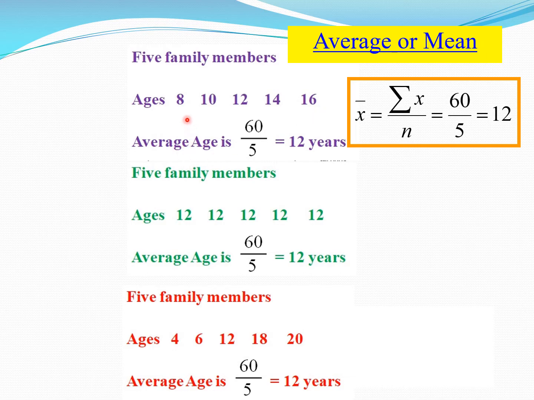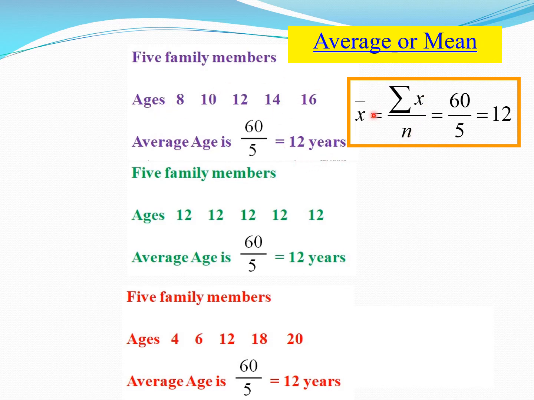All we do is add up the 5 numbers: 8 and 10, 18, 12, 30, 14, 44 and 16 adds up to 60. And to get the average we divide by 5 because there are 5 family members. So the average age of this particular family of 5 members is 12 years.